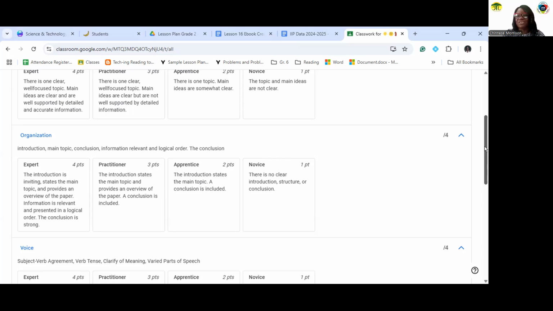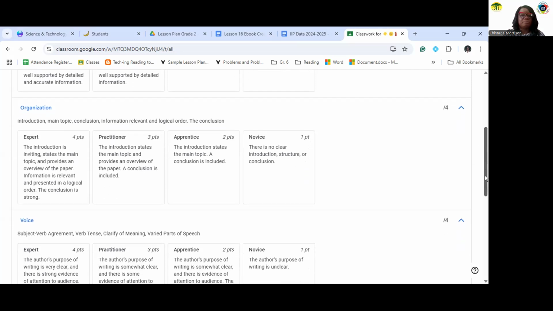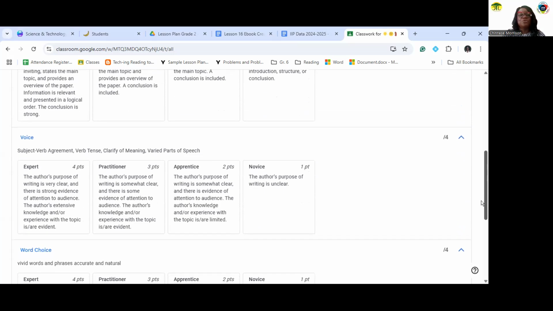It also gives you the logical order of the essay if they are writing an essay, or the order in which a project should be delivered. And the conclusion should be strong. For their voice, you will be asking them and looking for subject-verb agreement. Is there clarity in meaning and varied parts of speech, figures of speech? Those are used. So the author's purpose in writing is clear, and they will have strong evidence of attention to the audience. When they're writing, based on the prompt, if it's an essay, who are they writing to, and if it's a project, who are they delivering it to?